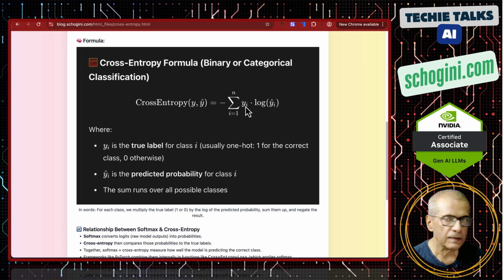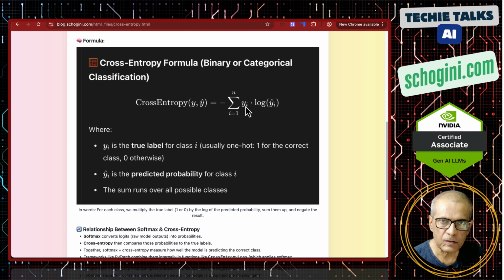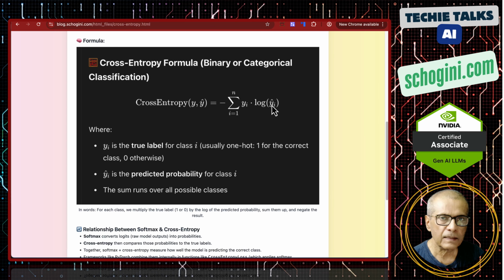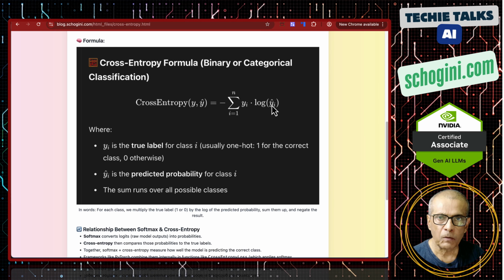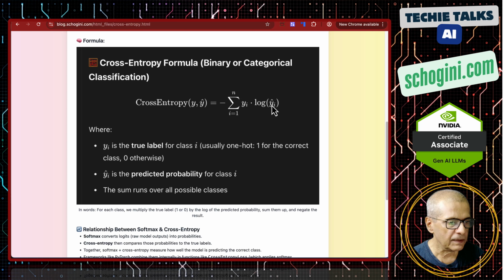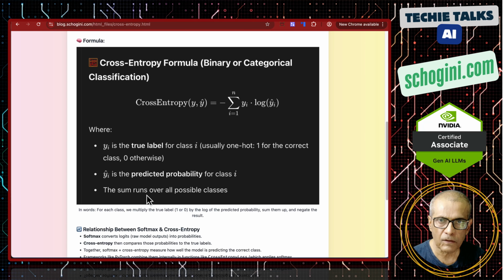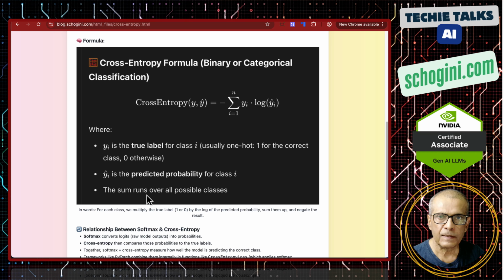This is the function. Yi is the value of that specific class. It will be 0 or 1. And y hat i is the predicted probability value. And we take the log of it. And we add this across all the classes, or the entire dimension of the model.